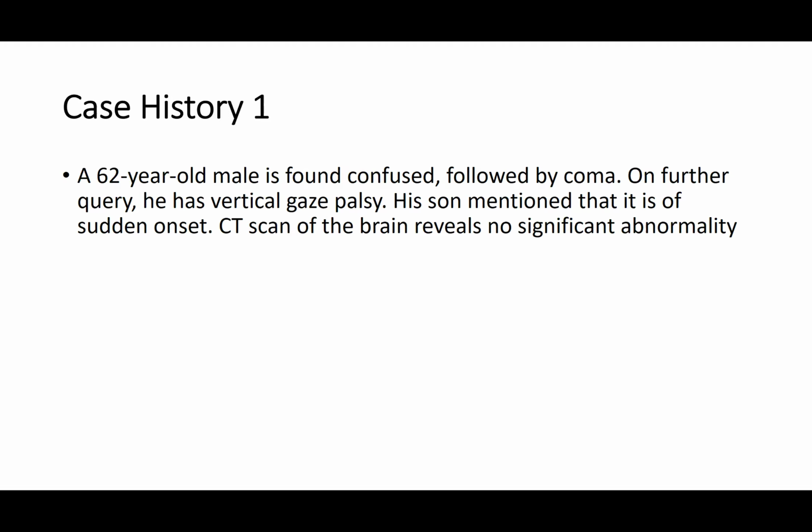Information number two, the patient has confusion followed by coma. So there could be some involvement of both the cortex or the reticular activating system, and it is of sudden onset. Whenever we're talking about a sudden onset problem, most likely the insult is vascular. Okay, we did a CT scan and the CT scan reveals no abnormality. So what should we do next?